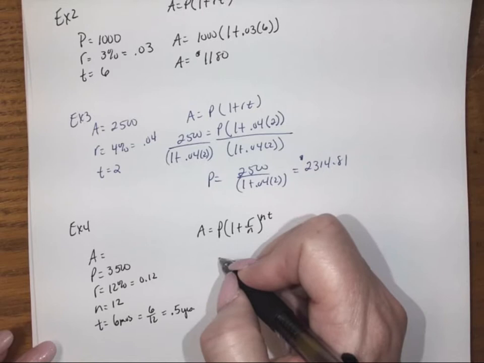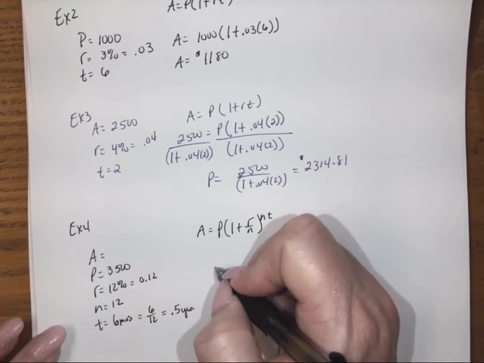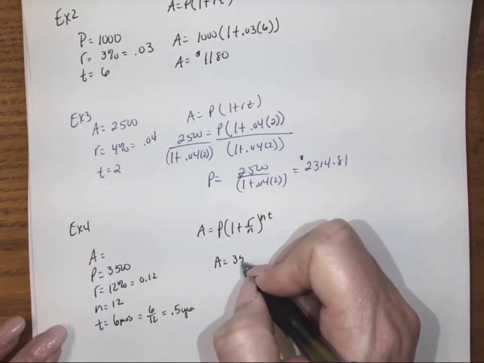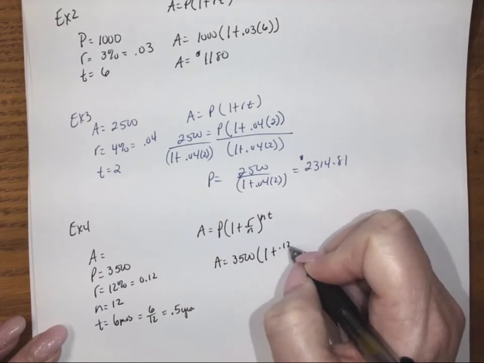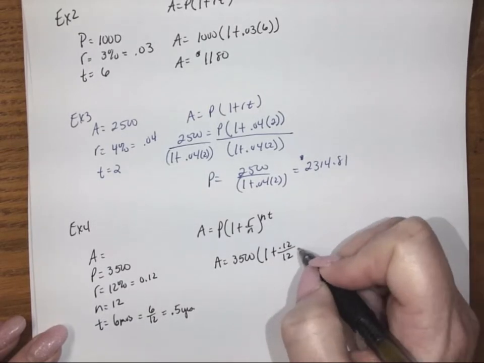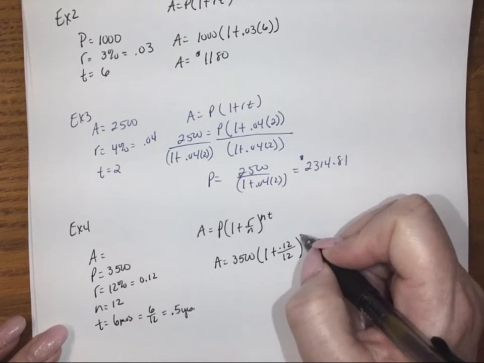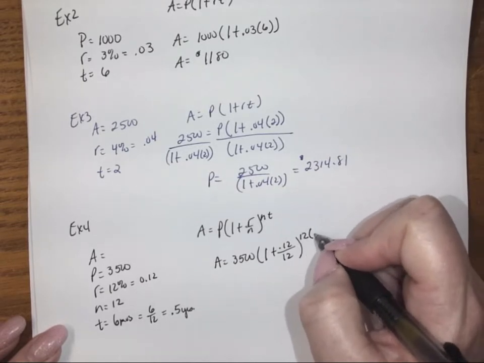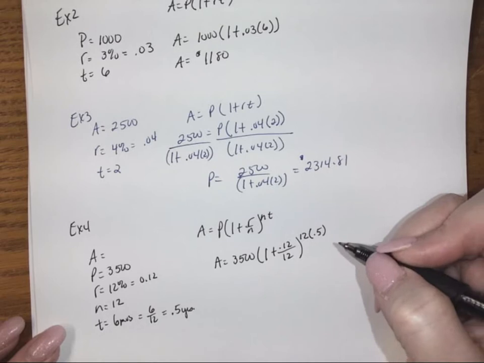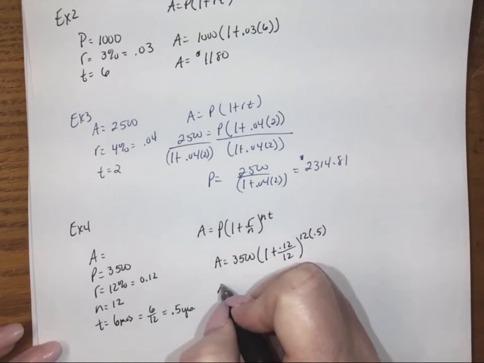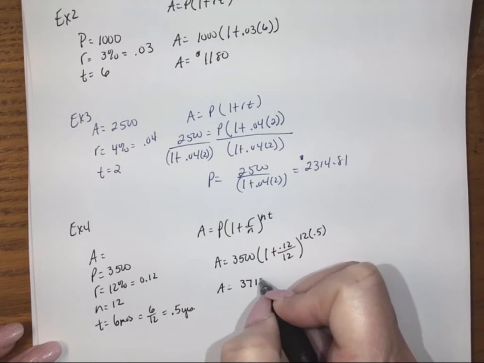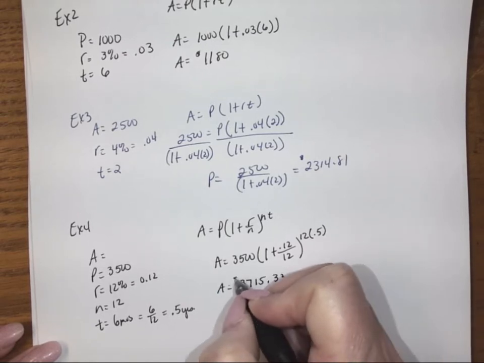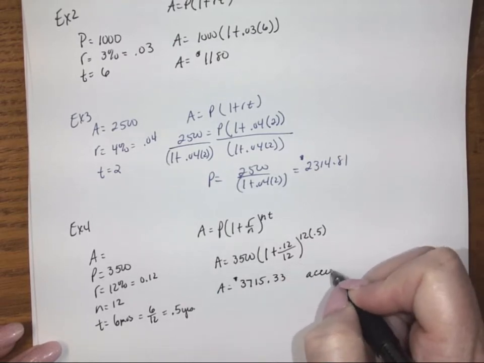All right, so we're looking for A. That's the one we don't have. So A is equal to 3,500 times 1 plus our rate of 0.12 over 12 raised to the n, which is 12, times our t, which is 0.5. When you plug that in the calculator, you will get $3,715.33. This is our accumulated value.